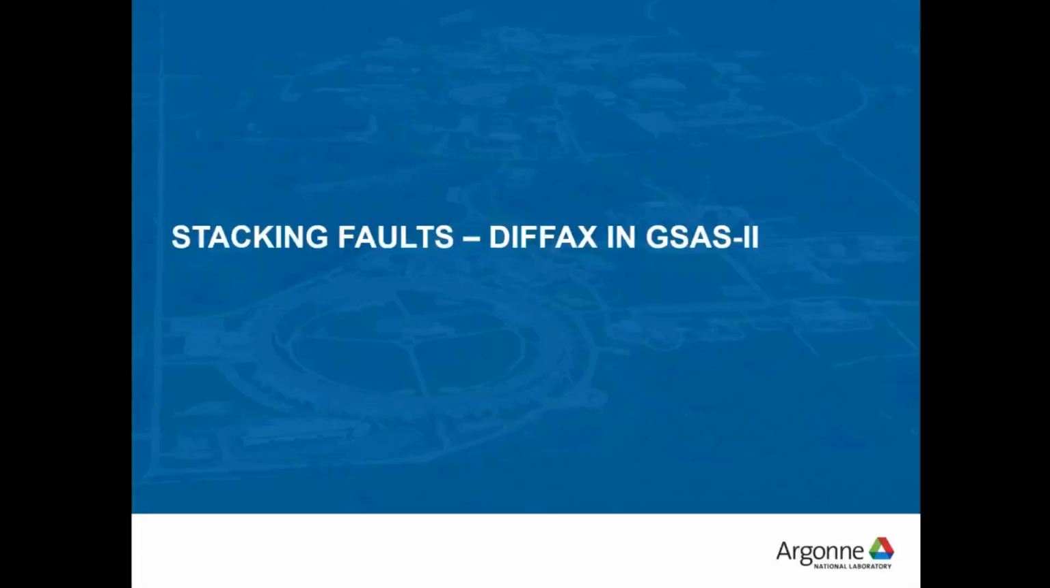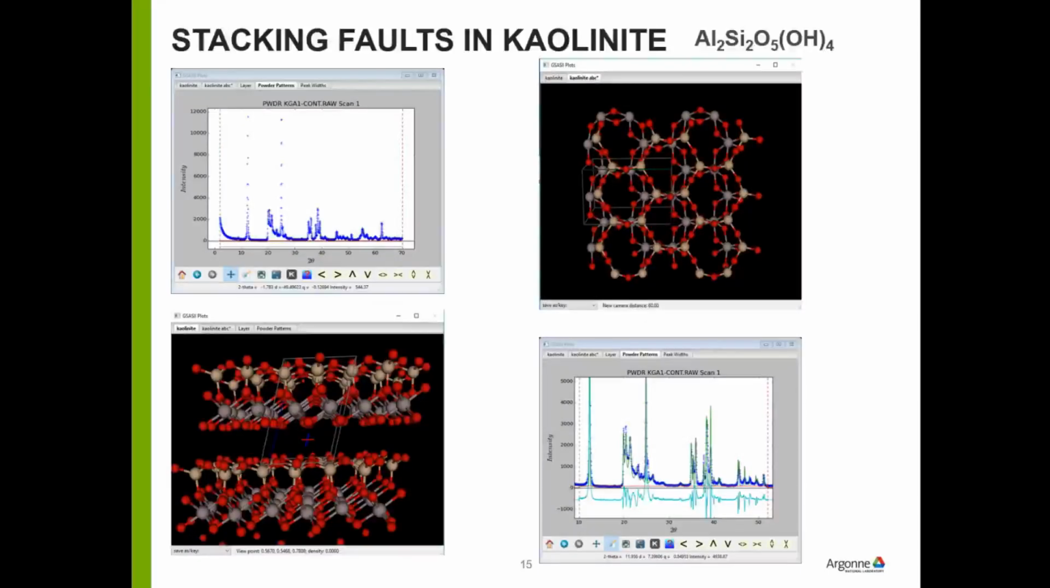Another subject, stacking faults. The typical material with stacking faults is kaolinite, which comes from southern Illinois, Iowa, down there around the bottom end of Illinois. That's where these guys come from. Some of them also come from Georgia. Anyway, lots of kaolinite around the world.